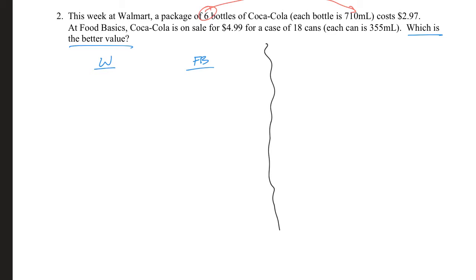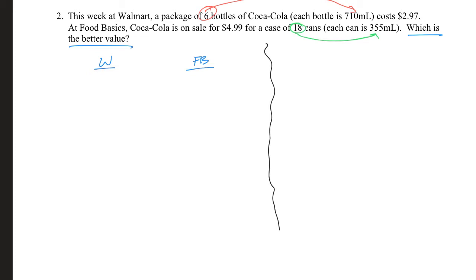At Food Basics, I'm talking about 18 cans at a different size, 355 milliliters, so I can't simply say, but I get 6 of them at Walmart and I get 18 of them at Food Basics. Therefore, no. Because they're different sizes, I have to break them down into the smallest unit possible. I'm going to break them down into milliliters.